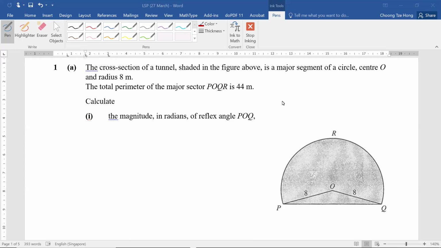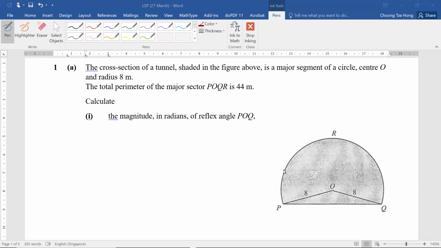Part A says that the cross section of a tunnel, shaded in the figure above, which I put at the side, is a major segment of a circle. The major segment of the circle with center O is PQR. So this is a segment, and the radius is 8 meters. The center of the circle is at O. The perimeter of the major sector POQR is 44. That means P to O, O to Q, plus the arc length QRP.